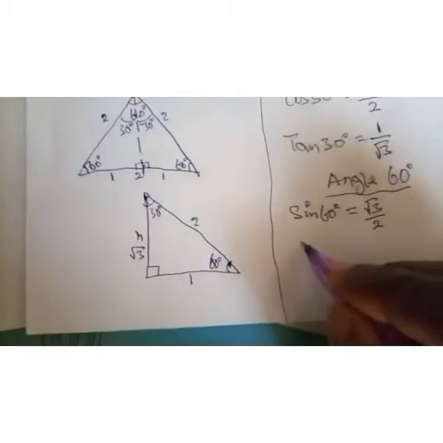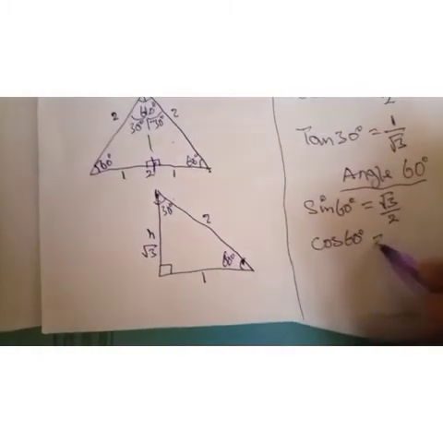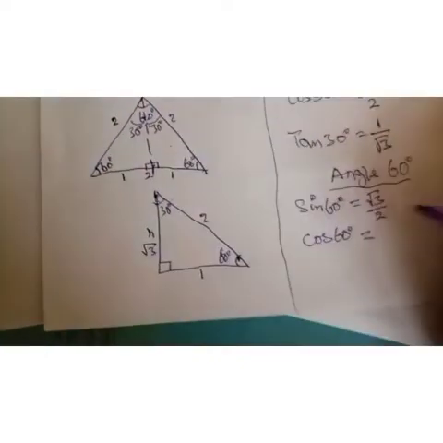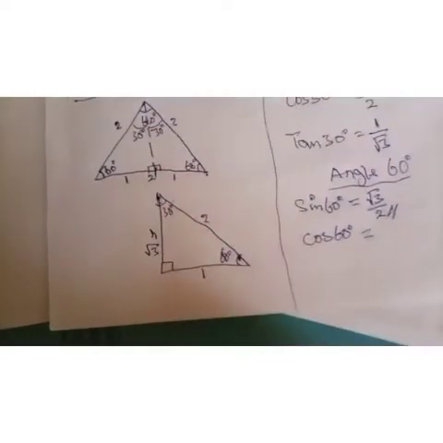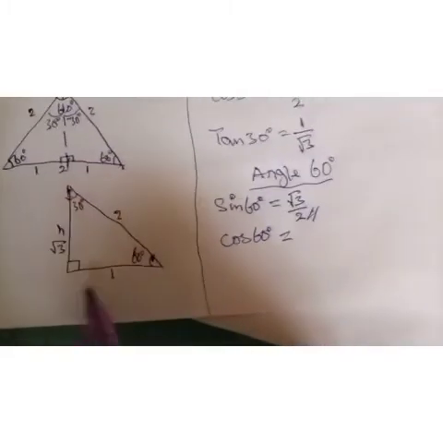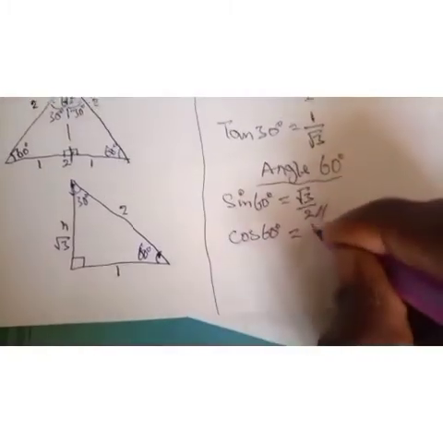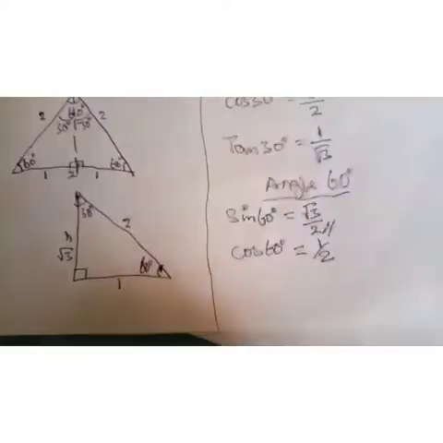When we talk about cos 60 degree, if you look at this, it says SOHCAHTOA, the CAH, that is adjacent over hypotenuse, and our adjacent over hypotenuse here, this is the adjacent and this is the hypotenuse, is 1 over 2.